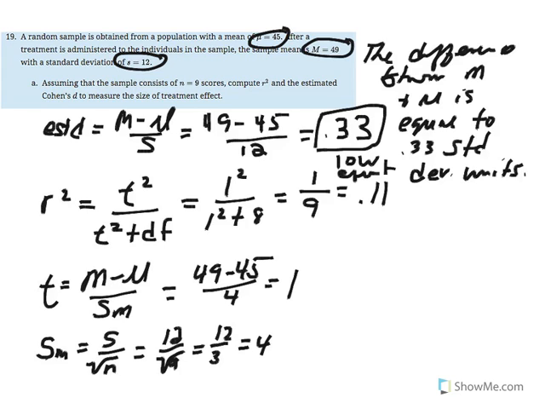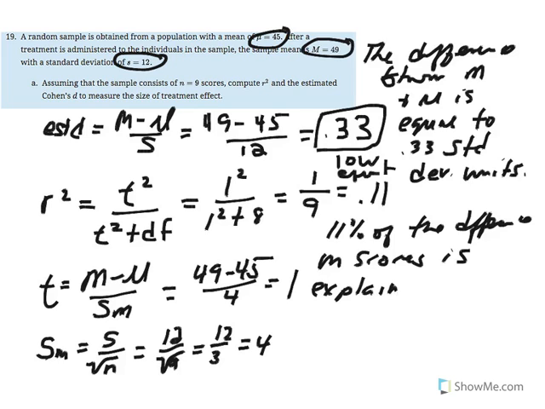And again, just expressing, what is it that d represents? It's expressing the mean difference in standard deviation units. Well, what does R squared represent? R squared is the percentage of difference in the values based on treatment effect. So again, what we're saying here, we take that proportion 0.11 and we would say 11% of the difference in scores is explained by the treatment. So 11% of the difference in the scores, more precisely, is explained by the treatment. Again, we take that proportion and convert it into a percentage.